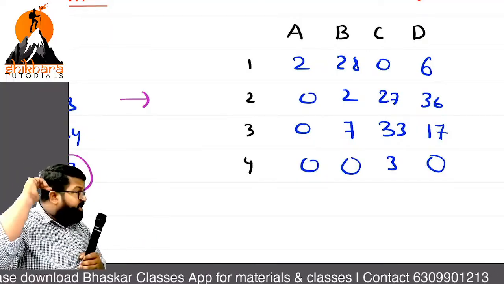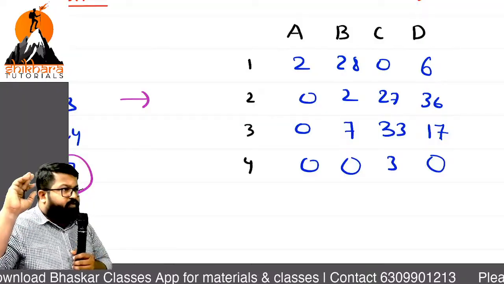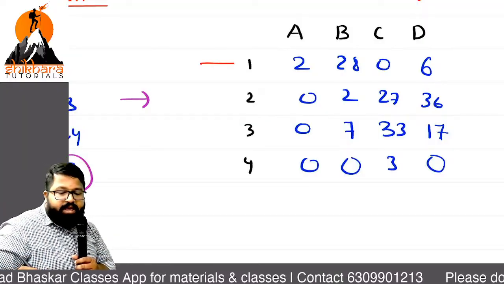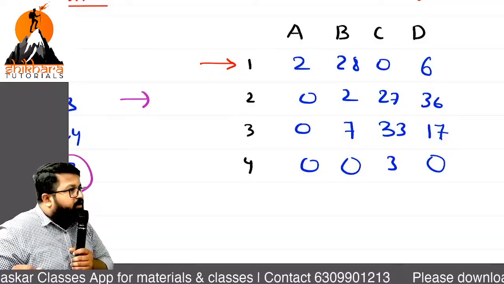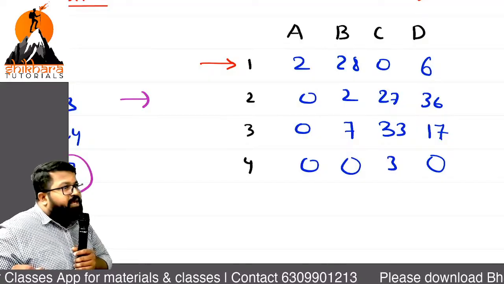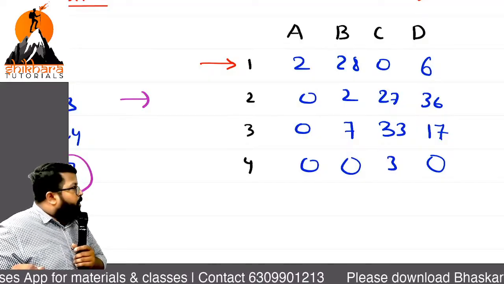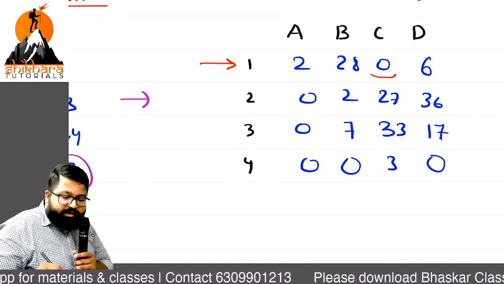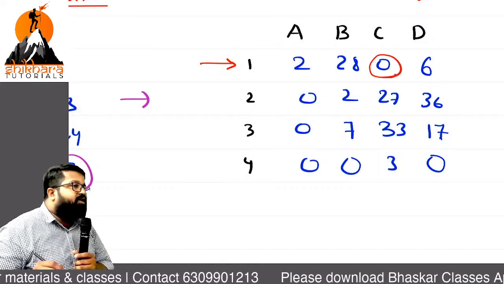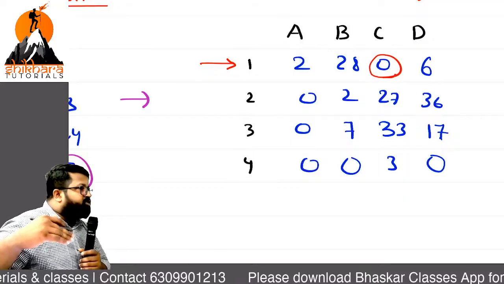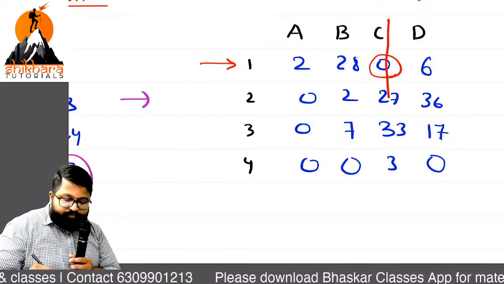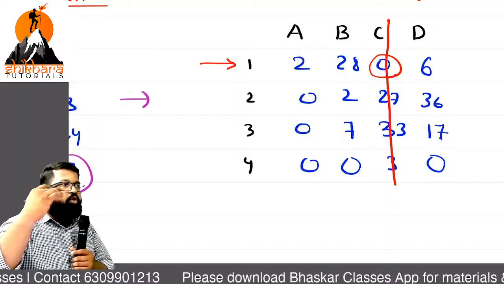Check any row with a single zero, and go in order. I am going with the row. Is there a single zero? Can you identify it with the cell address? 1C. So mark it and cancel. When we are checking rows, we should cancel the column. Now, first row checking is done.